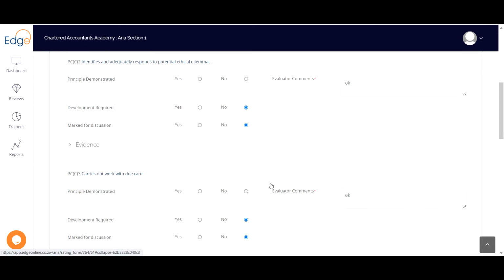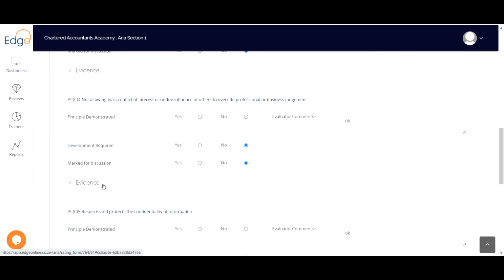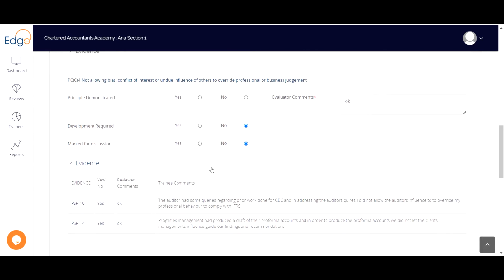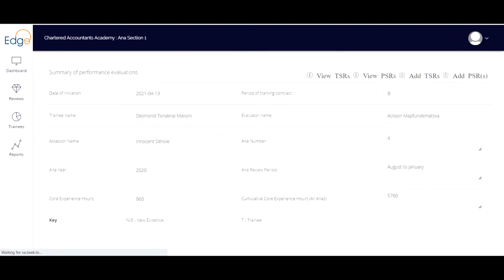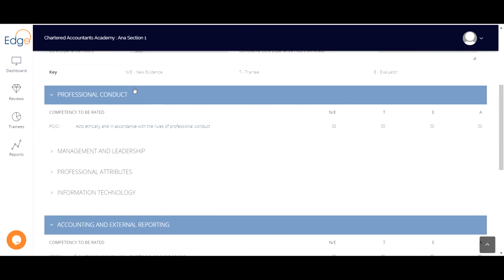The same applies for the other competencies. You click on them to expand. Given the evidence, if you feel it was sufficient, you put in your comments to justify your rating. And when you are done, you click on submit. So this is just the process of evaluating professional conduct.